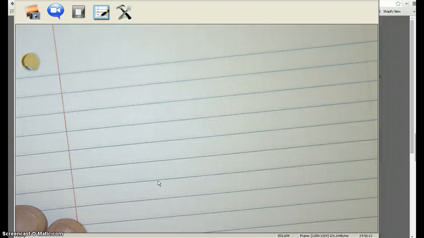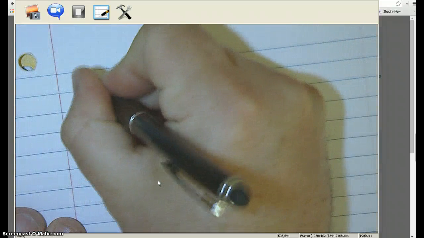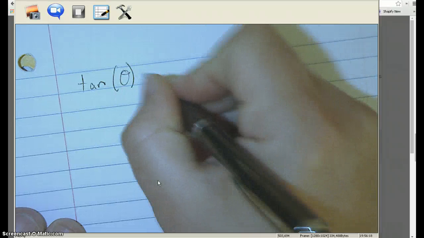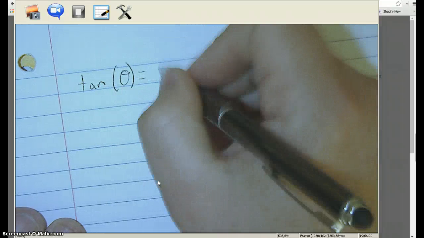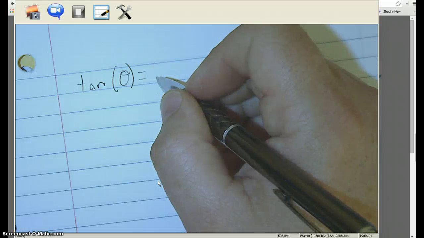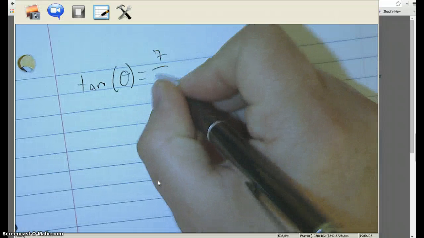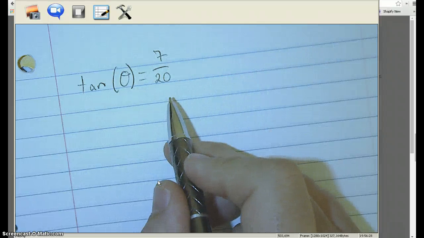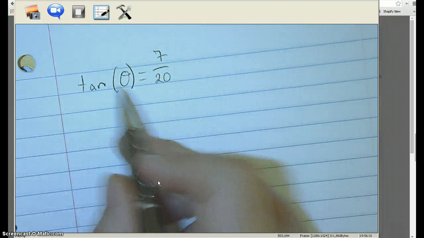So we know that the tangent of that angle, whatever angle that is, is equal to, what were those measurements again? 7 over 20, right? Because it's opposite over adjacent, so 7 over 20. So now we need to know, well, what is theta?